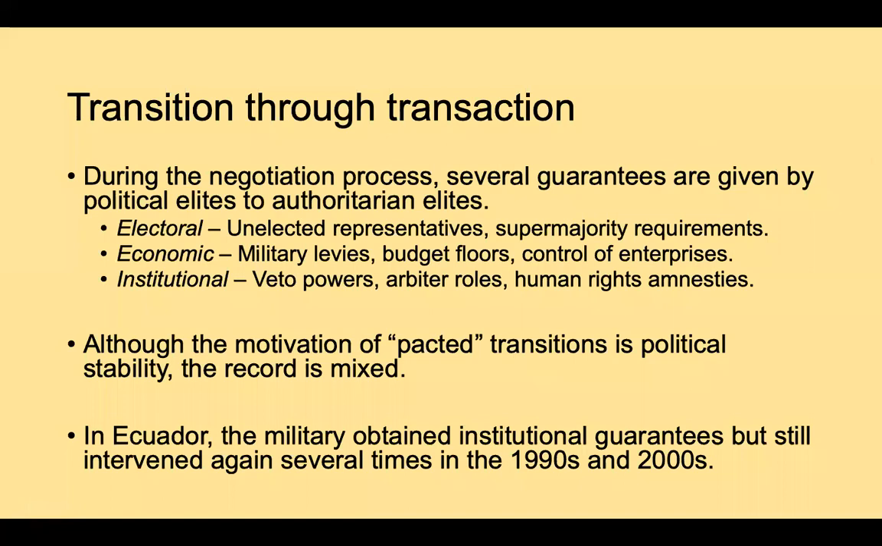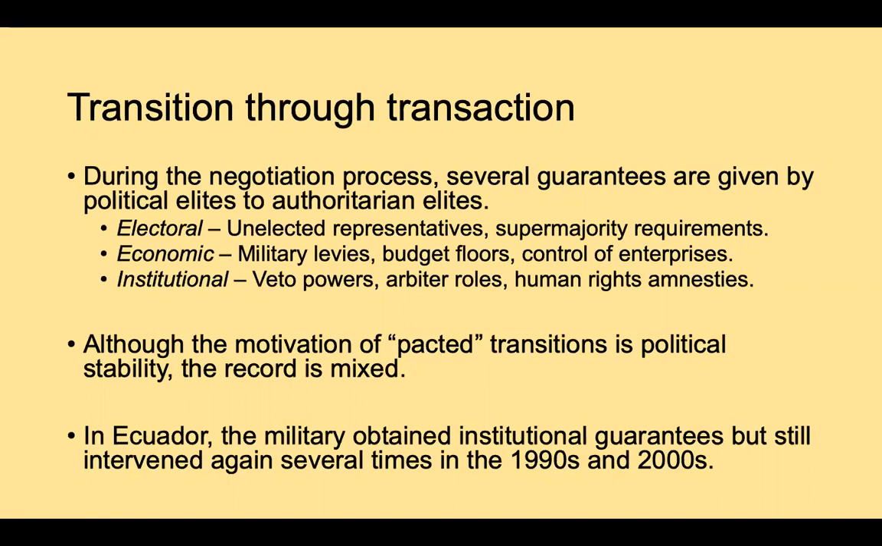And those electoral guarantees include unelected representatives that will help to give the military's allies a majority in the Congress or help to give them some protection against policy changes. Supermajority requirements are often also imposed for the same reason. These are very high thresholds for legislative change. Again, these are designed to preserve or protect certain policies that the military or the elite like.